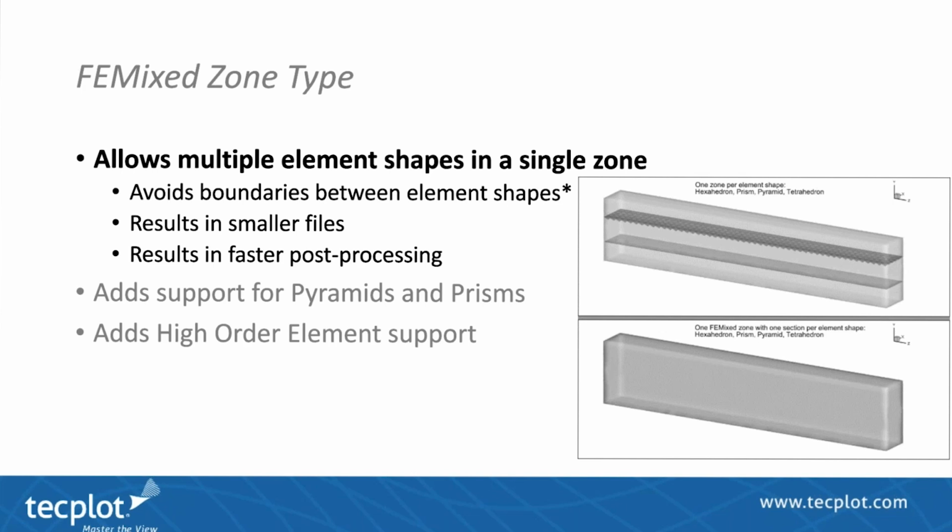And if you wrote them as separate zones, you would see boundaries in your volume, like you see in the upper right image if you showed the surface of the volume zone. So one of the things that FEMixed does is allows you to combine these together into a single zone, and it avoids those boundaries between the element shapes. It also results in smaller files because you don't have duplicate nodes specified in the node map, and it results in faster post-processing for both of those reasons. Next slide, please.